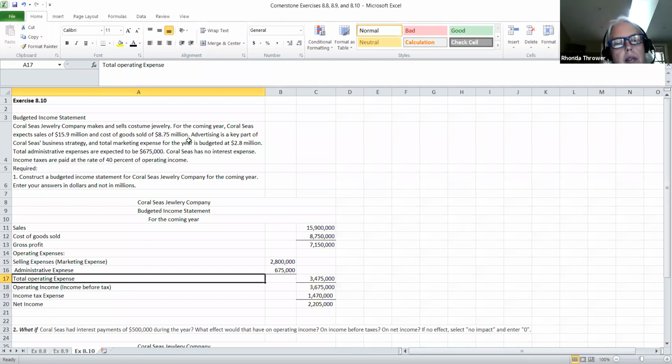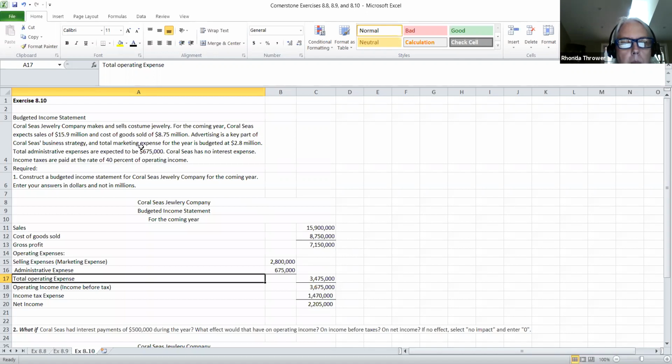So basically, they've given you the information for Coral Seas for a year, and they're going to be selling costume jewelry. And the expected sales are going to be 15,900,000. So you put that in your budget to start with for your sales. Your cost of goods sold is 8,750,000, and you simply subtract your cost of goods sold from your sales to get your gross profit. Gross profit is what you have left to cover your operating expenses.